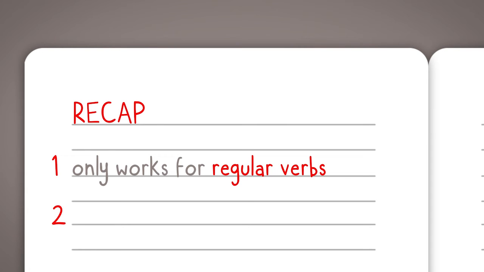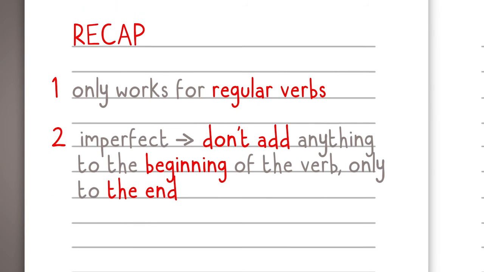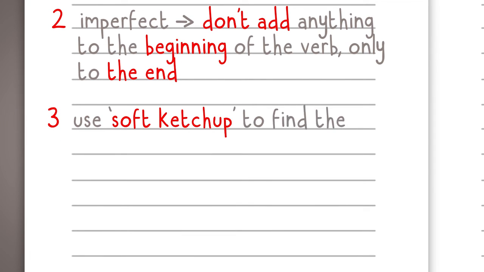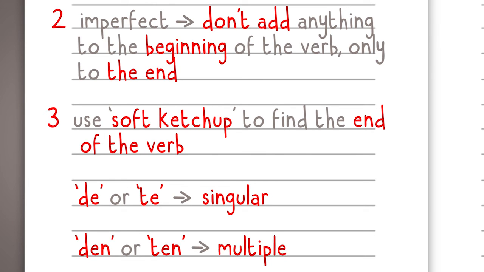To recap, first remember that this only works for regular verbs. Second is that with the imperfect, you don't need to add anything to the beginning of the verb, only to the end. And third, you use soft ketchup to find the DE or TE for singular persons or DEN, TEN endings for multiple persons. Now you try with the following examples.